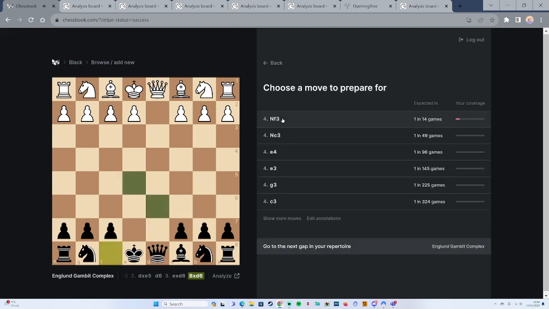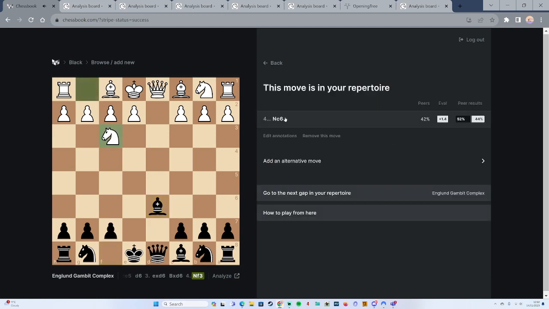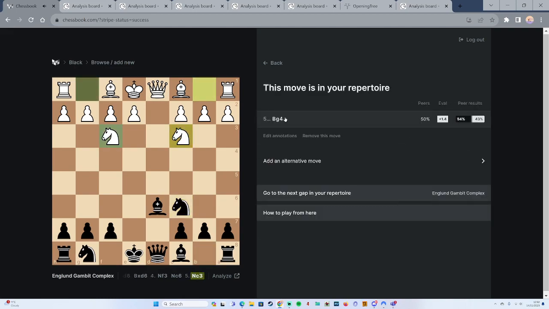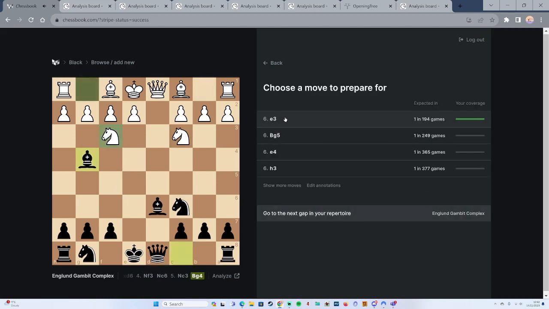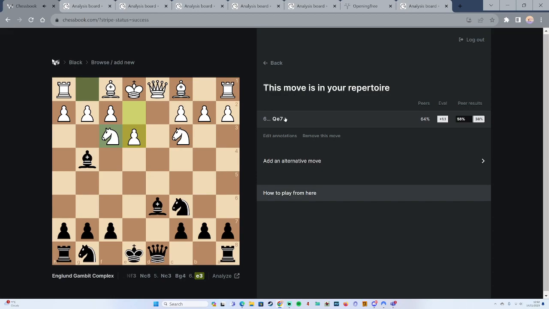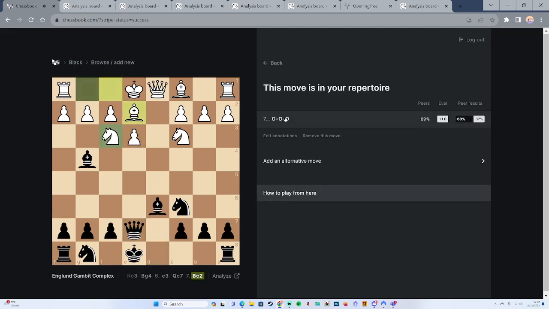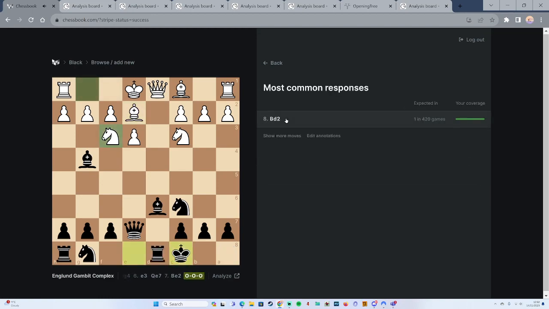We're taking with a bishop. Wait, what just happened? Taking with a bishop. And then we're looking at knight to f3, knight to c6, knight to c3, bishop to g4, and e3 happens the most common. Queen to e7, bishop to e2. So this is already... I don't know how often we're going to get this position, to be honest. So we're kind of quite far into theory.